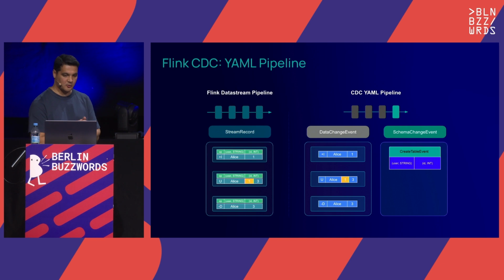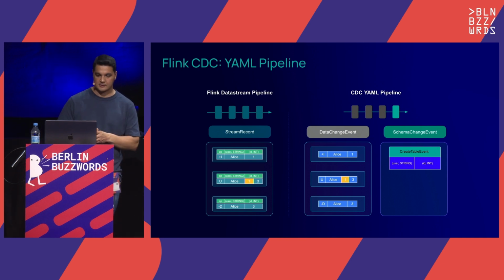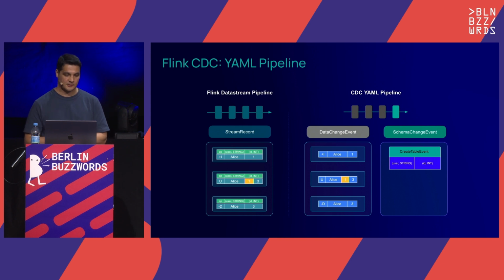And similarly, let's also compare the DataStream API and the YAML API. Same as in the SQL pipeline, the YAML pipeline uses two data structures. Here, for the data change event, the YAML pipeline uses a schemaless approach. Each record doesn't include the schema along with the data change, which is done in a DataStream pipeline. Of course, this improves performance by reducing the record size.